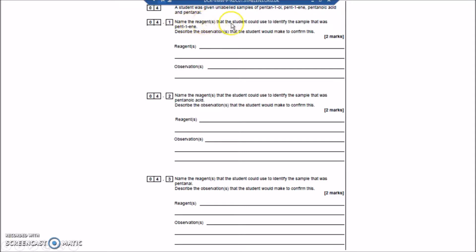Question 4. Name the reagents that the student could use to identify that the sample was pent-1-ene. So you're looking for presence of a double bond, so you could use bromine or bromine water. Observation is that it goes from orange to colourless.